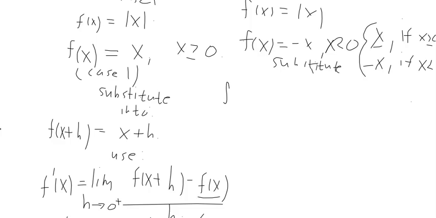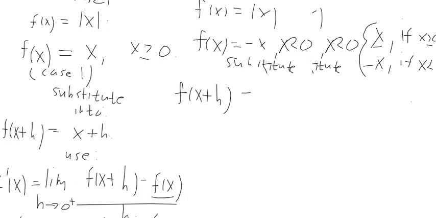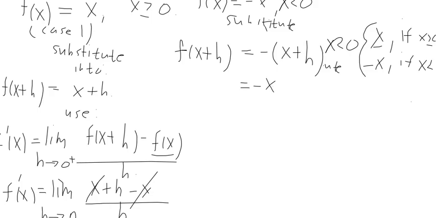So it's going to be f of x plus h, because that's what we need. Okay, so this now becomes negative parentheses x plus h. In other words, this is equivalent to negative x minus h. Make sure you put the negative in front of the entire parentheses, otherwise it's not going to be correct, right? So this is my f of x plus h.